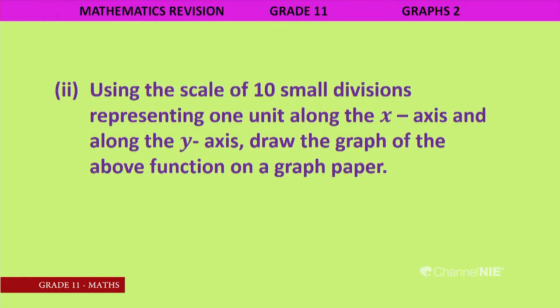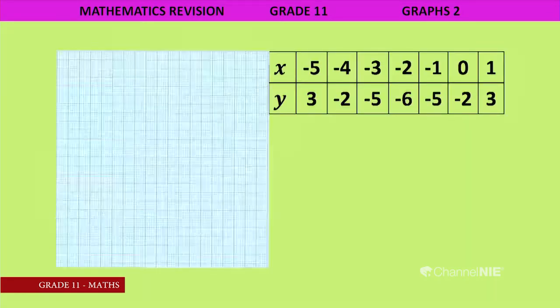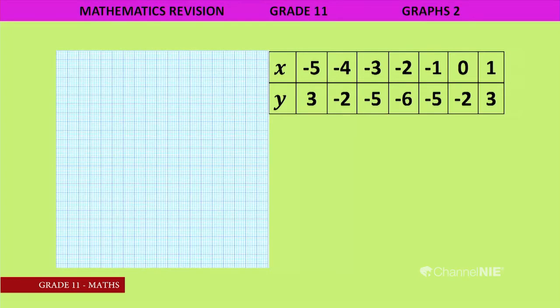Using the scale of 10 small divisions representing one unit along the x-axis and along the y-axis, draw the graph of the above function on a graph paper. This is your table of values. This is your graph paper.